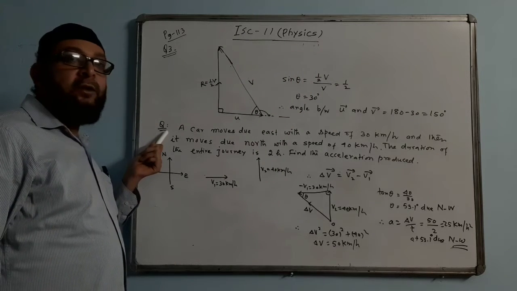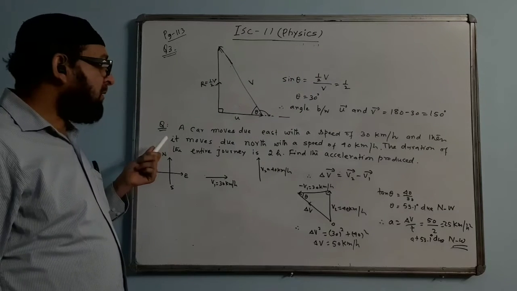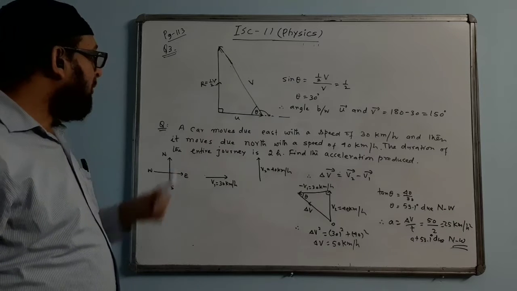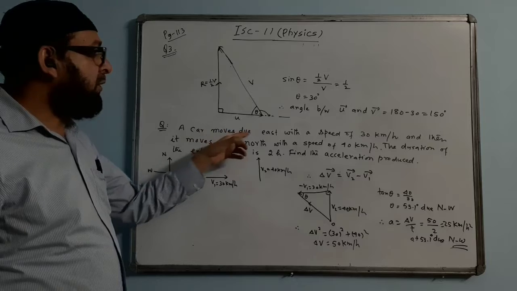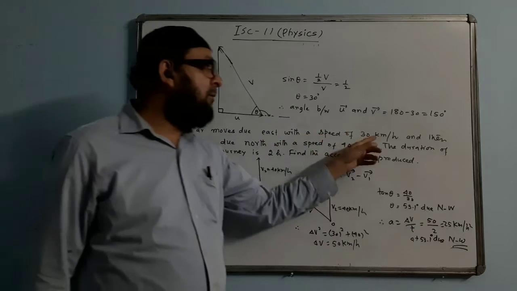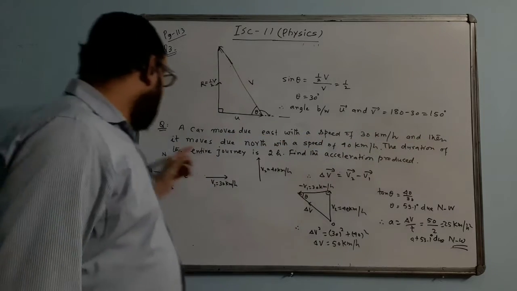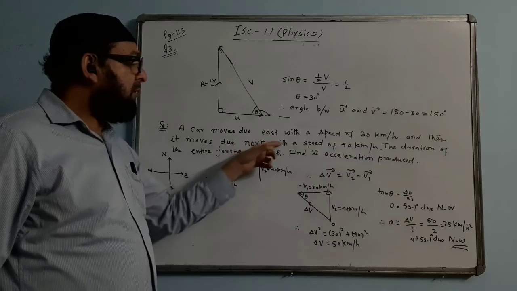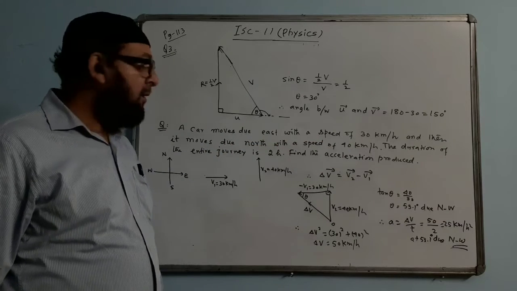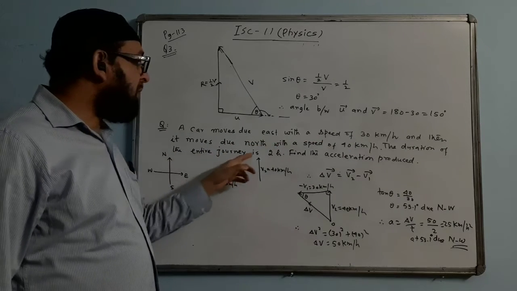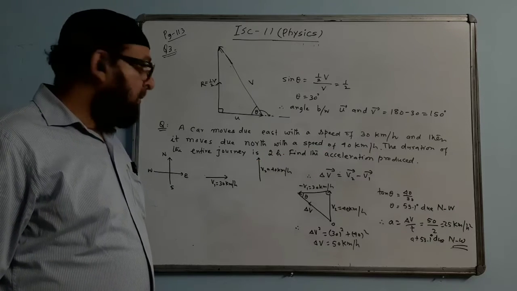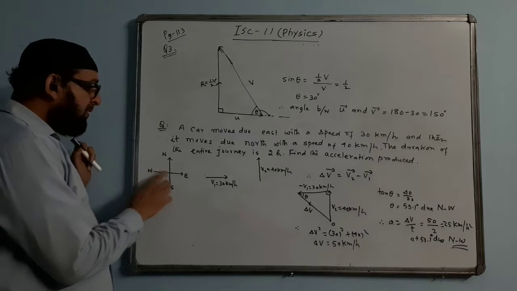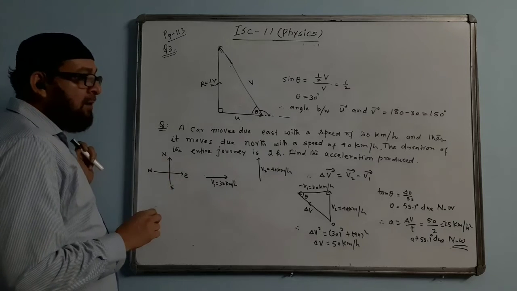Now this is a new question, not in the book, but I have thought of it and I have given it to you. It's like this. The question says a car moves due east with a speed of 30 km per hour and then it moves due north with a speed of 40 km per hour. The duration of the entire journey is 2 hours. Find the acceleration produced.